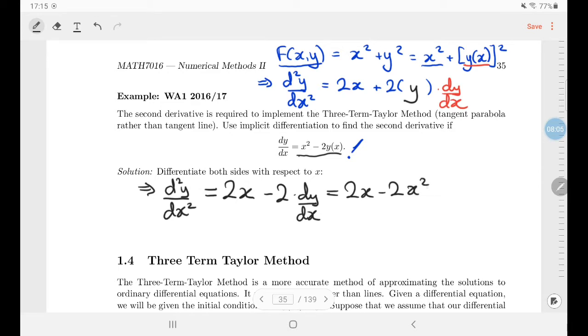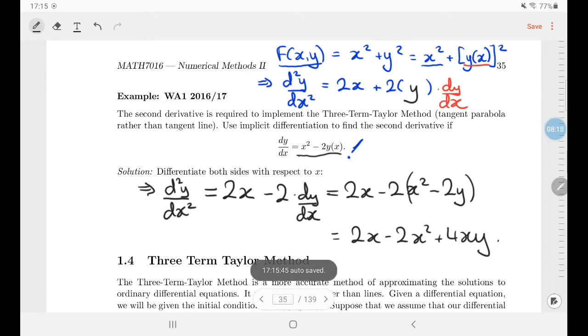x squared minus 2y, and we can multiply that out if we want. We get 2x minus 2x squared plus 4y. So if we wanted to do a tangent parabola and we wanted to find something out about the second derivative at the point, we can do it.